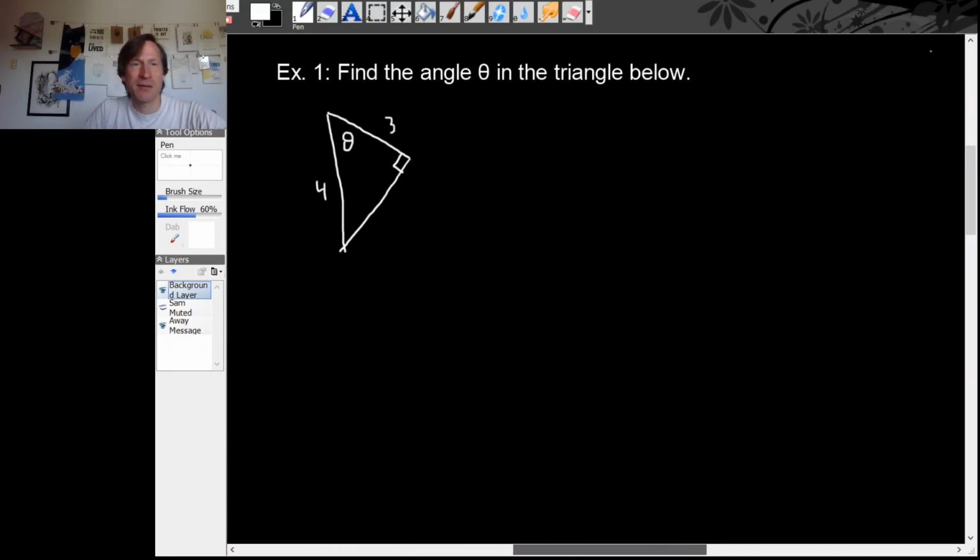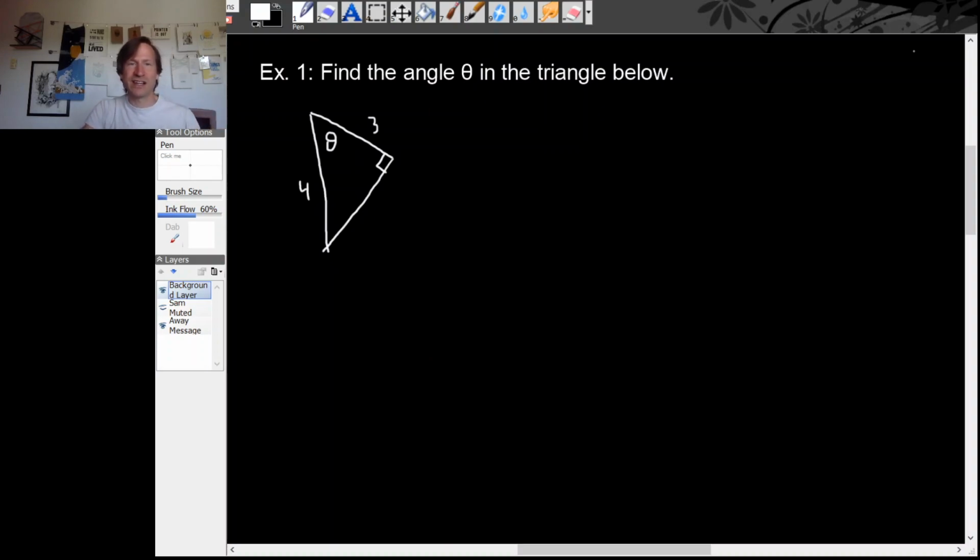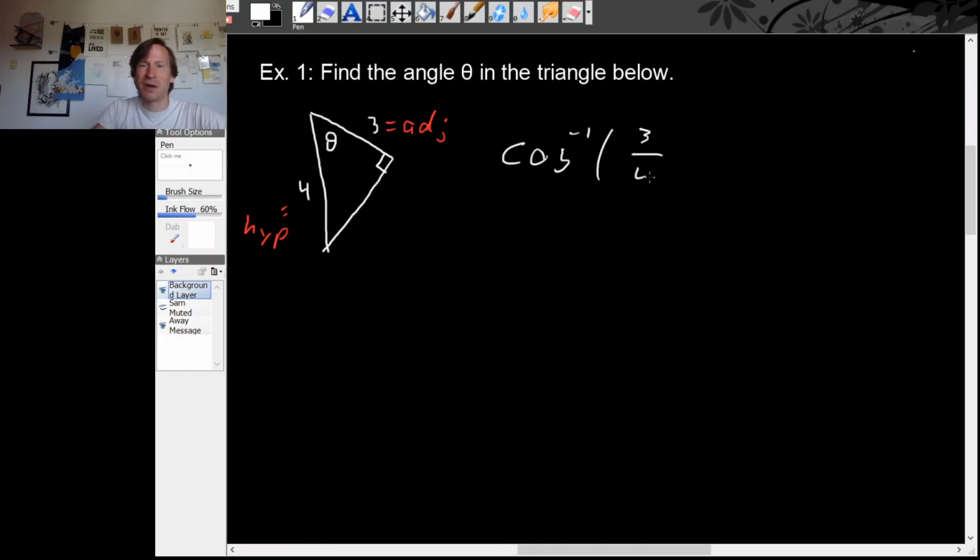So let's look at a few examples. First, let's find the angle theta in this right triangle. In this setup, we know that this side 3 here is adjacent to our angle, and this side of length 4 is opposite the right angle, and so that's the hypotenuse. We know the adjacent side and the hypotenuse, and so we should use inverse cosine. So inverse cosine of the adjacent side, 3, over the hypotenuse, 4, should give us our angle.